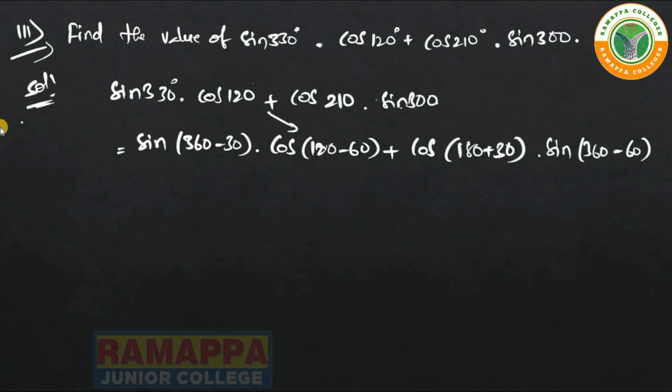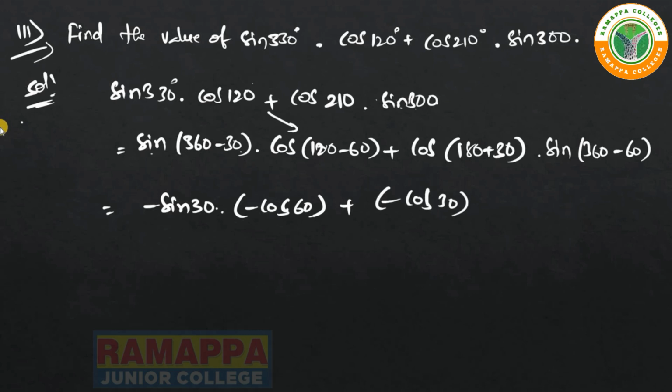Now sin of 360 minus 30 is equal to minus sin 30. Cos of 180 minus 60 is equal to minus cos 60. Cos of 180 plus 30 is equal to minus cos 30. And sin of 360 minus 60 is equal to minus sin 60. All the 30s and 60s have come here.